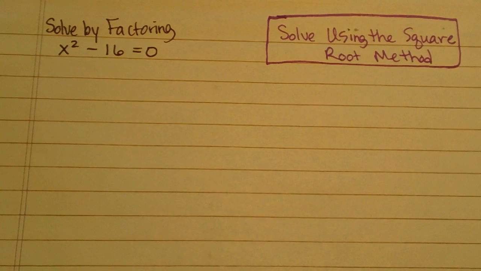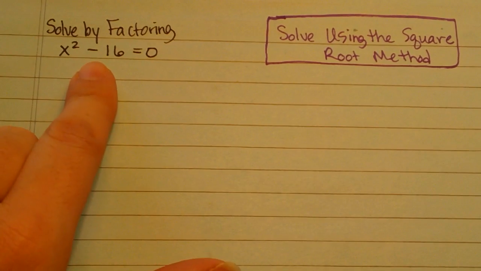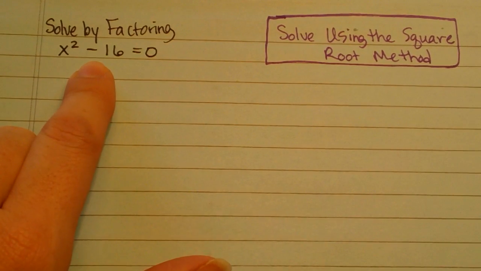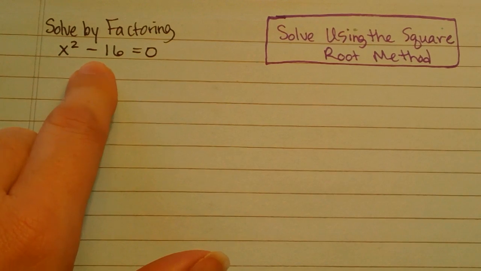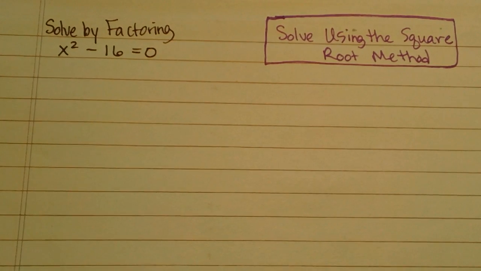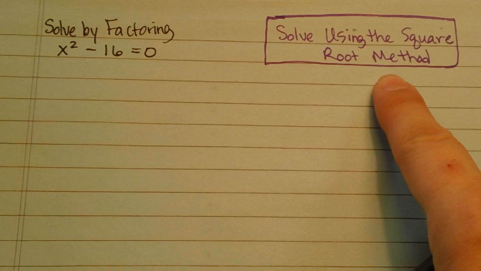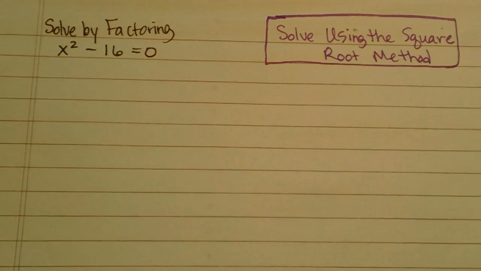Last time we were solving equations by factoring. So we could have solved this equation, x squared minus 16 equals 0, by factoring. And today we're going to use a different method called the square root method to solve a similar equation.